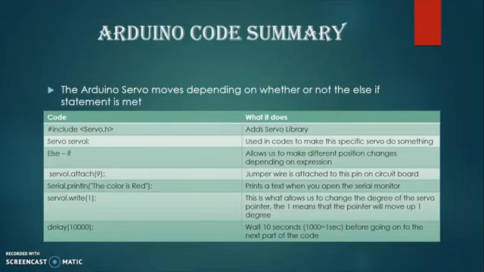Serial.println("the color is red") prints "the color is red" in the serial monitor. servo.write(1) moves the servo to 1 degree. And delay(10000) basically means 10 seconds later, move on to the next part of the code.